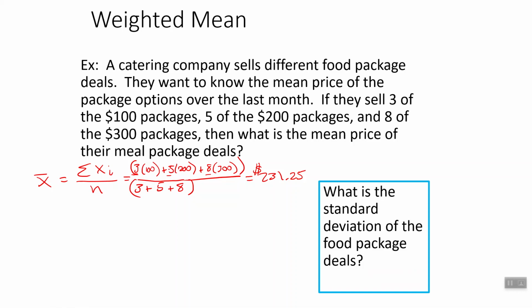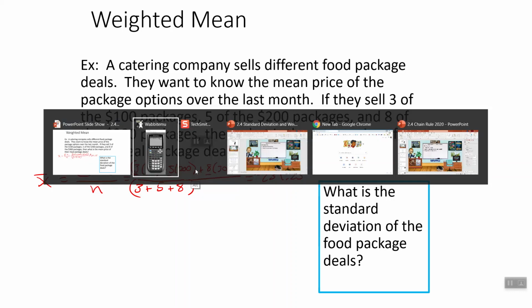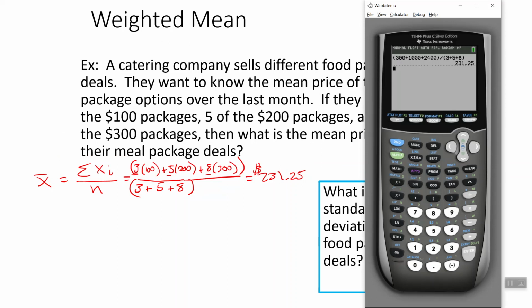All right, can we find the standard deviation? Well, we could if we wanted to. We have 2 different ways we can do this. Actually, I guess we got 3. We can calculate it by hand. We can make one list where we have 100 3 times, 200 5 times, and 300 8 times. Or, I'll show you a trick with the frequency counts.